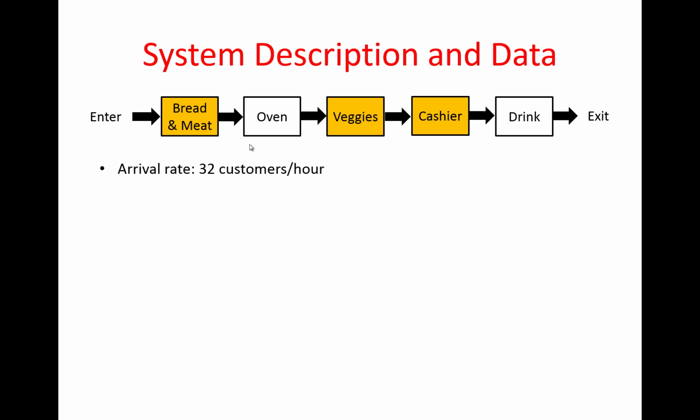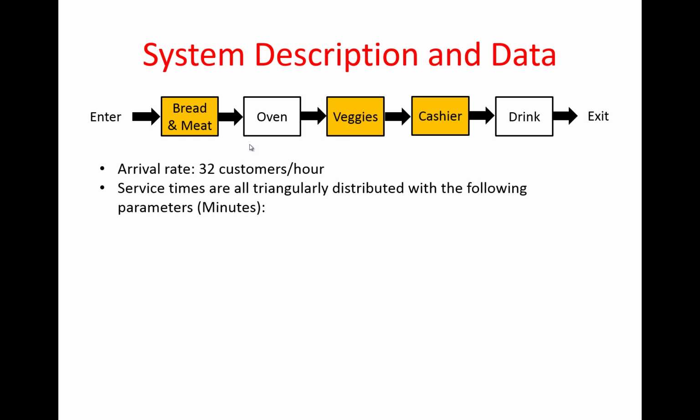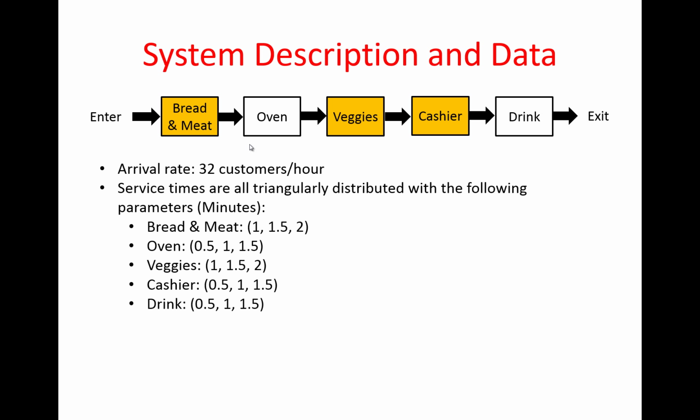The data that we're given are as follows. The arrival rate is 32 customers per hour. The service times are all triangularly distributed for all of our 5 stages in our system. And the parameters of our triangular distributions are as follows. For example, for the bread and meat station, the minimum is 1 minute, the maximum is 2 minutes, and the most likely value is 1.5 minutes. Similarly, for the oven, the minimum, mode, and maximum values are half a minute, 1 minute, and 1.5 minutes.